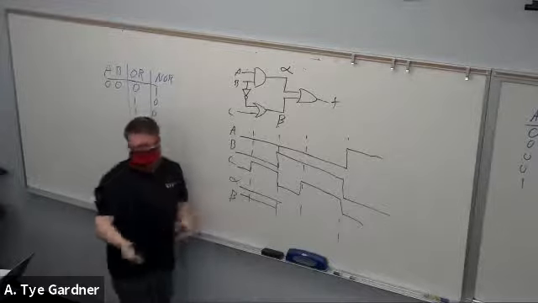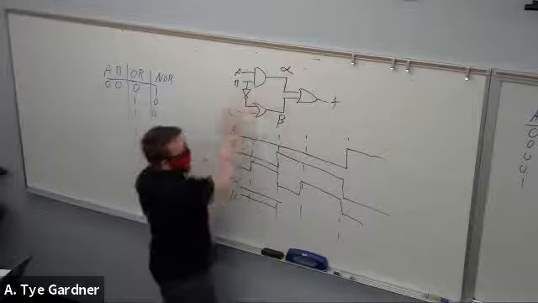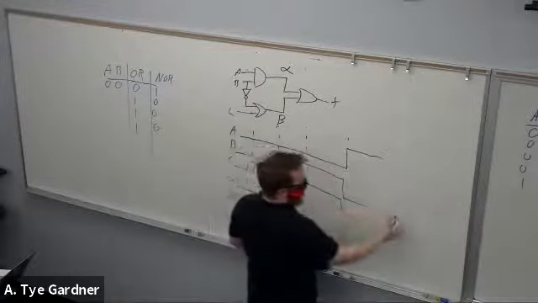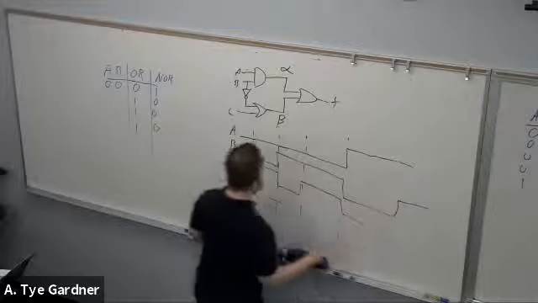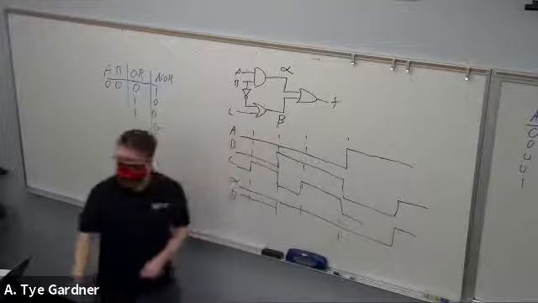So then I can start seeing patterns, right? Like I know alpha isn't going to change until I have A and B. So A and B doesn't happen until way off here. So alpha is going to be low until that point, right?